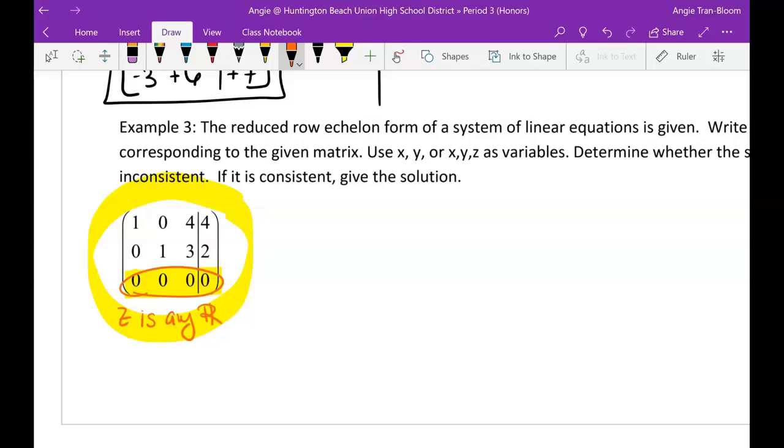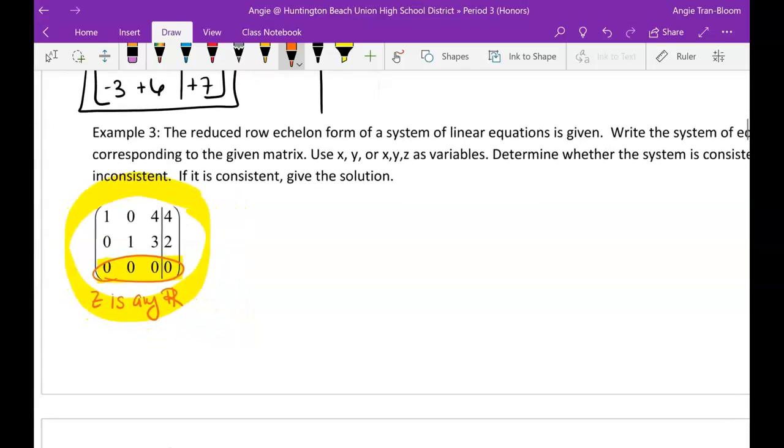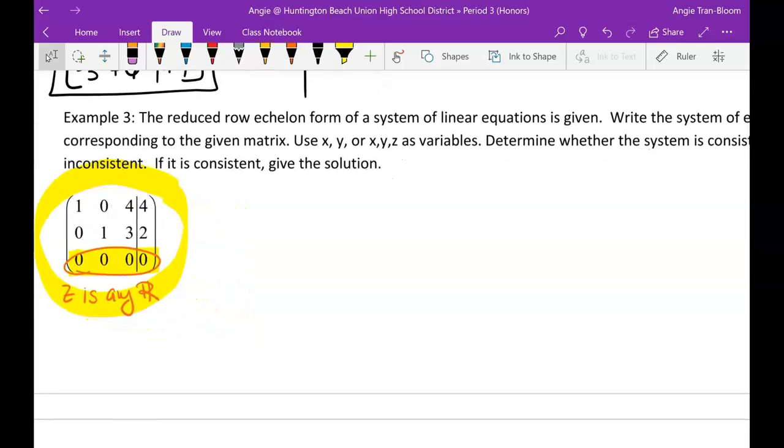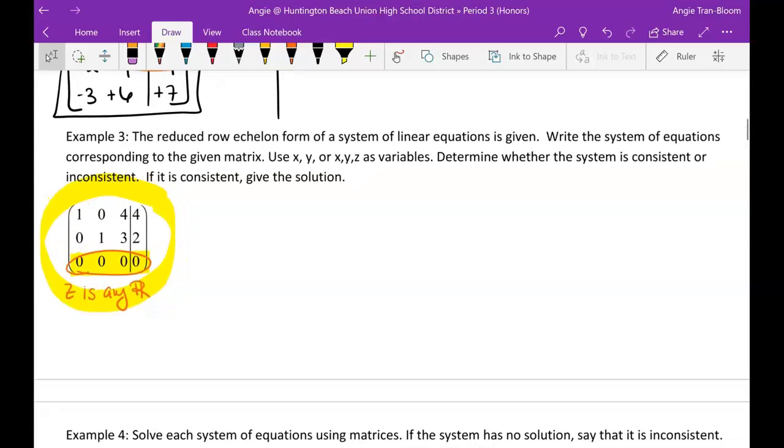So again, if you have the entire row of zeros, you're going to move it to the bottom, especially zeros on the left-hand side, okay? That means z is anything it wants to be, okay? Again, if you have all zeros, that means z is anything it wants to be. Well, because z is anything it wants to be, I can write this system of equations this way. 1x plus 0y, which is technically, I don't even have to write, plus 4z equals 4.